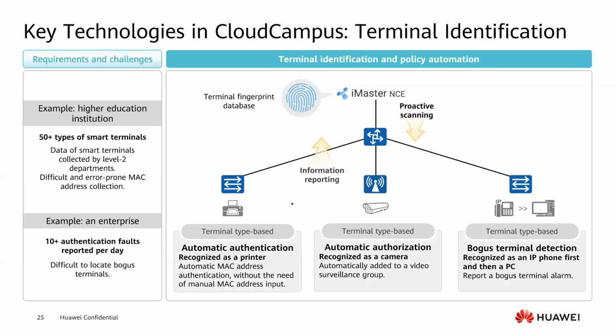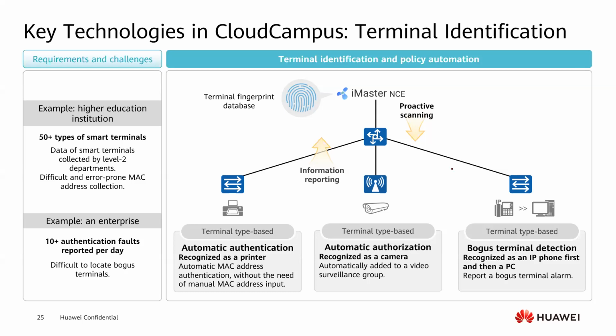So the terminal identification support function is based on the terminal's fingerprint information, and will match it to the terminal type. Based on the terminal type, it will automatically deliver the terminal's policy to the devices to do the policy control.